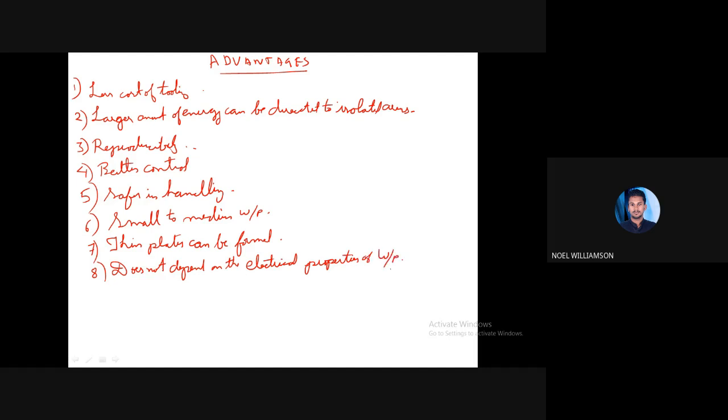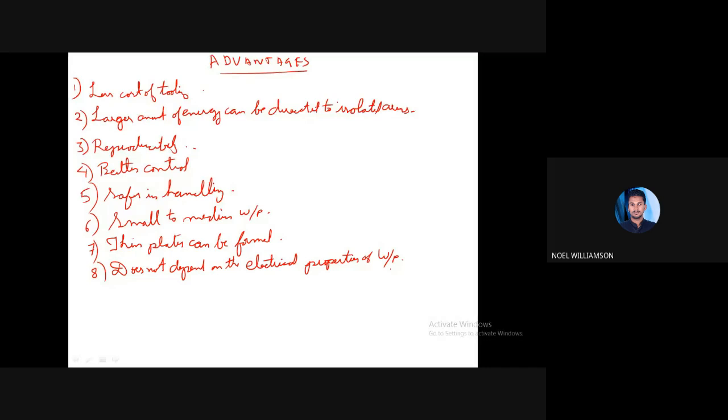Okay, so these are the main advantages of electro-hydraulic forming or electro-spark forming. First of all, regarding the cost of tooling, less cost of tooling will be there. Only less amount of components are incorporated, so we have only less cost for the tooling. Then a large amount of energy can be directed to isolated areas.